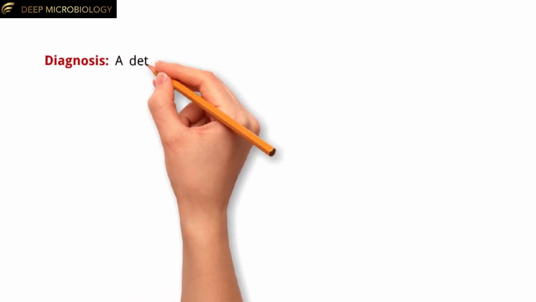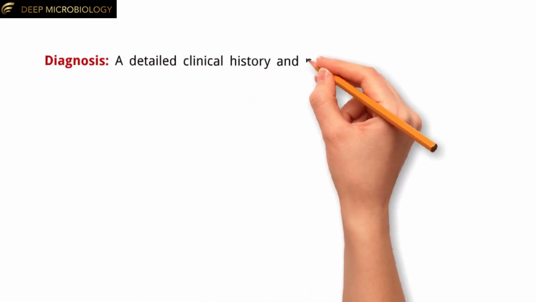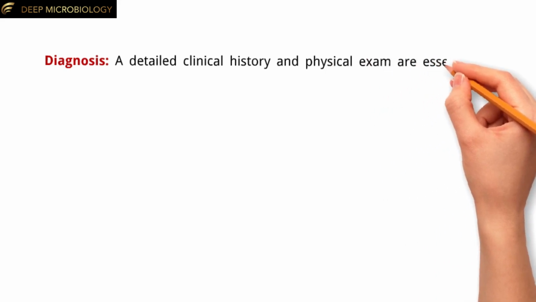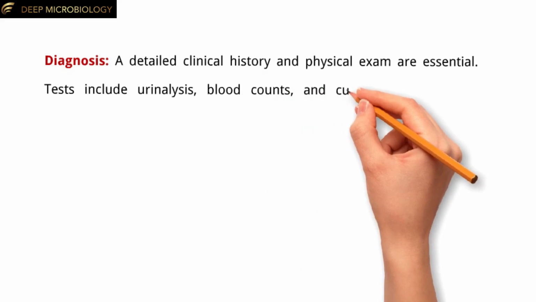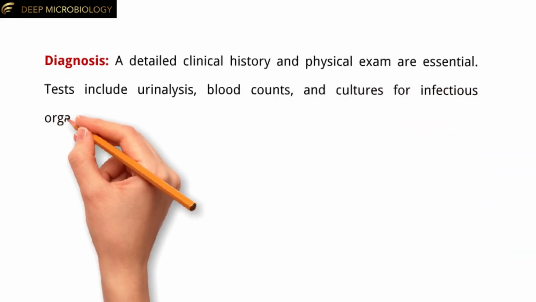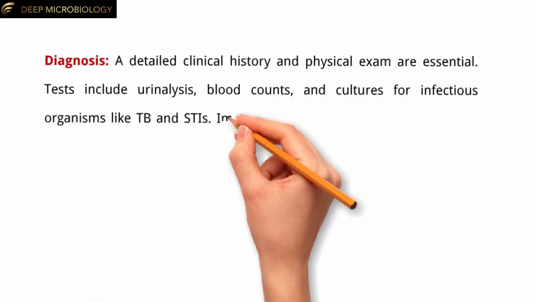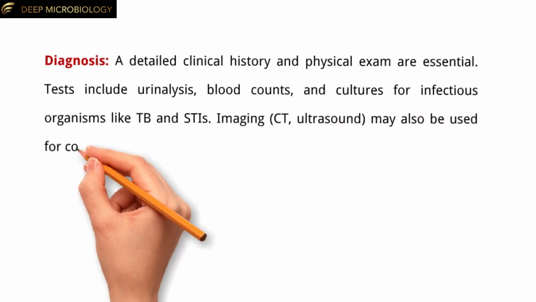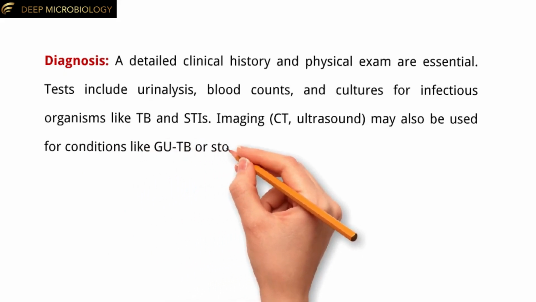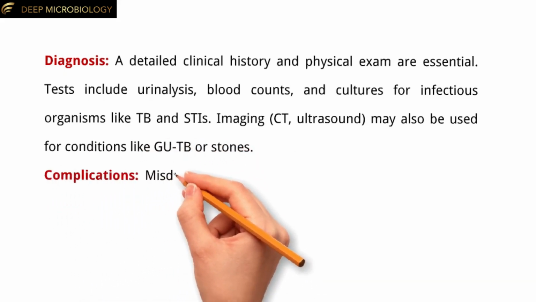Diagnosis of sterile pyuria. A detailed clinical history and physical exam are essential. Tests include urinalysis, blood counts, and cultures for infectious organisms like TB and STIs, sexually transmitted infections. Imaging, CT, ultrasound, may also be used for conditions like genitourinary tuberculosis or stones.